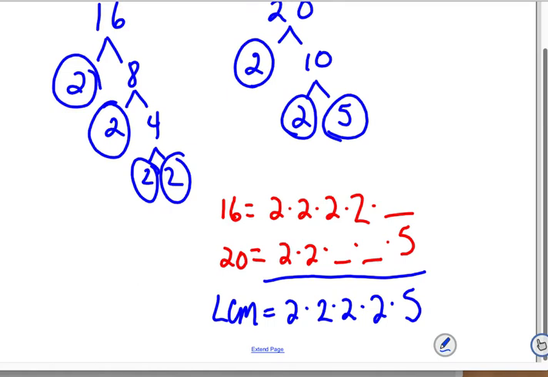Okay? So the 4 2s was 16. Do you agree? 2 times 2 times 2 times 2 was 16. What's 16 times 5? Who said that? Cashton? Cashton says 16 times 5 equals 80. So my LCM of these two numbers is 80. Okay? This is using the prime factorization.